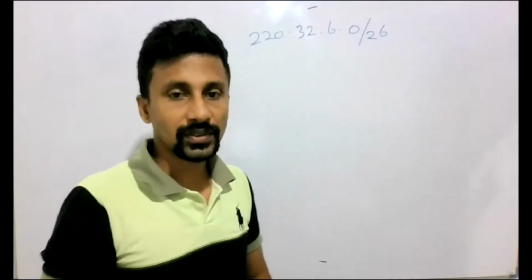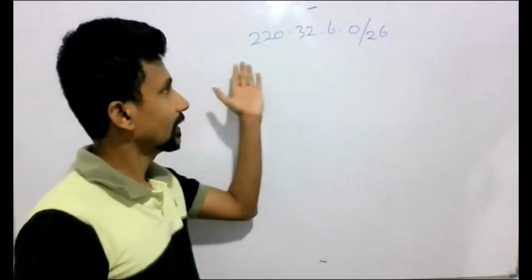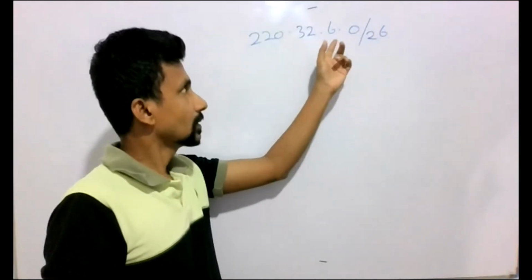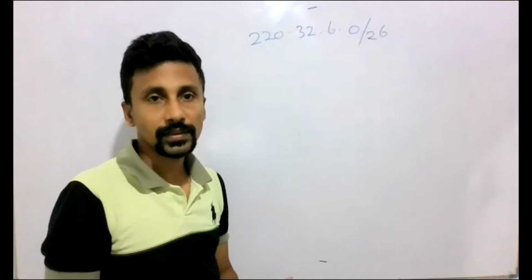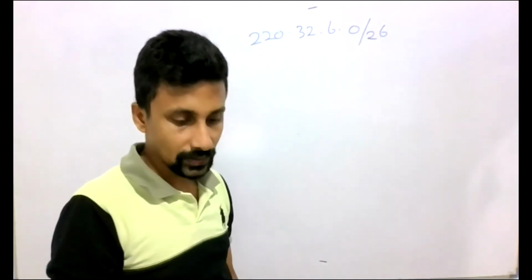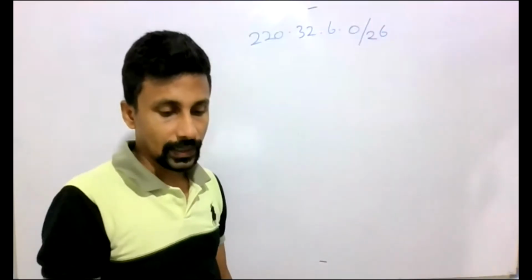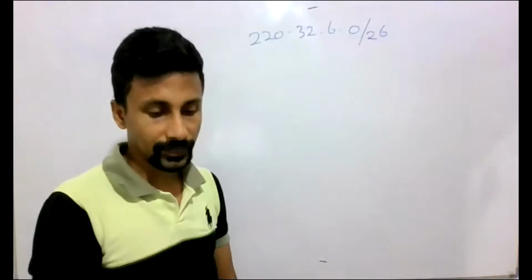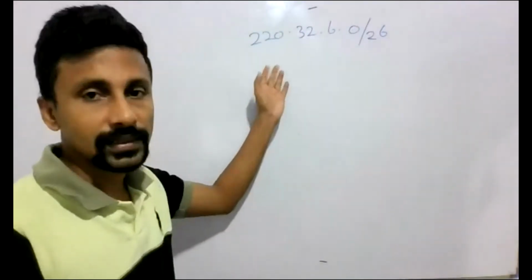Okay, we'll see the first one. So we are getting an IP address like this: 220.32.6.0/26, right? And asking what is the class, what is the subnet mask, number of subnets, and number of hosts for the following. Okay. So what is the class here?